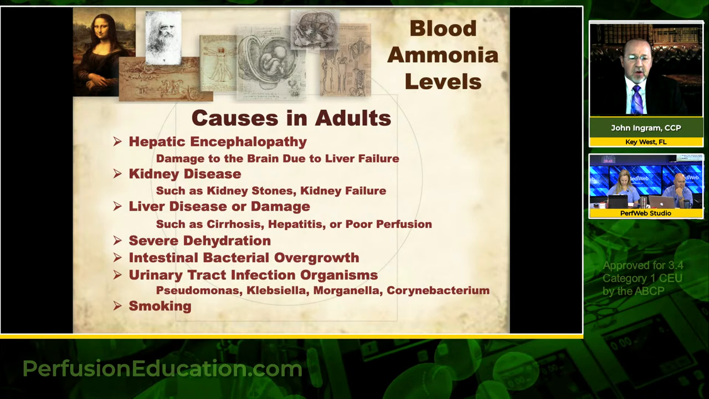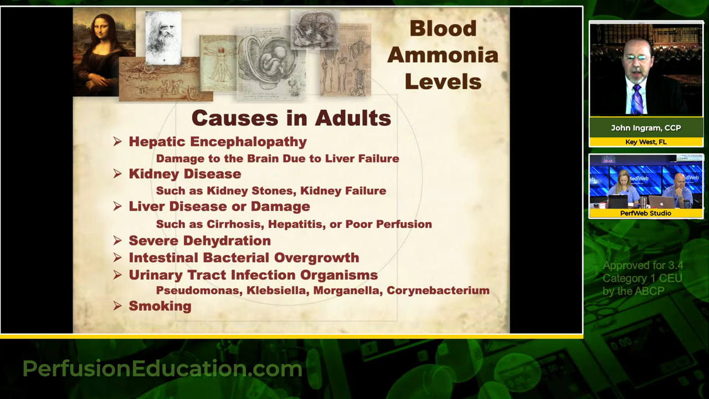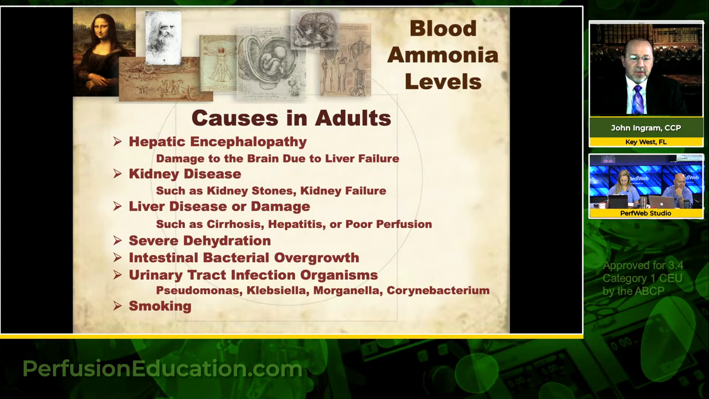Urinary tract infection organisms, and the primary culprits here are your Pseudomonas, Klebsiella, Morganella, and Corynebacterium. Smoking can also be a contributor to high ammonia levels because, by the way, there's a lot of ammonia in cigarettes.